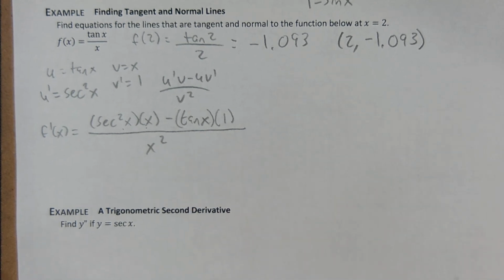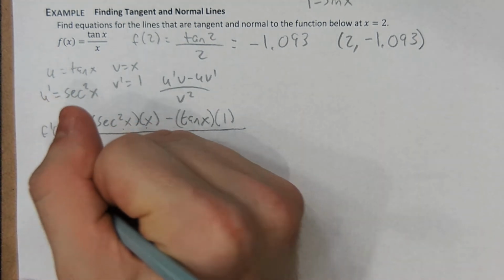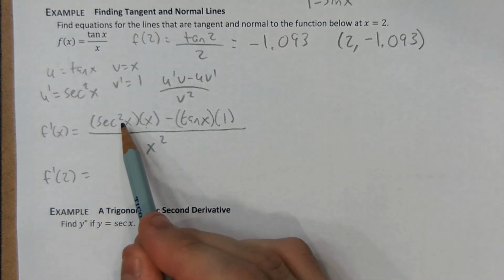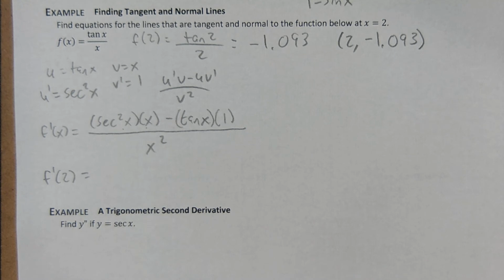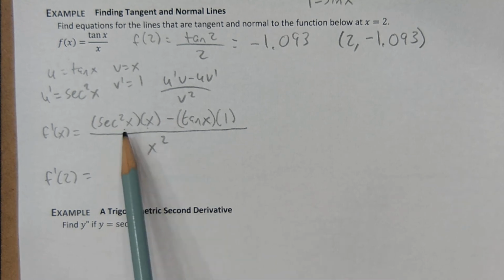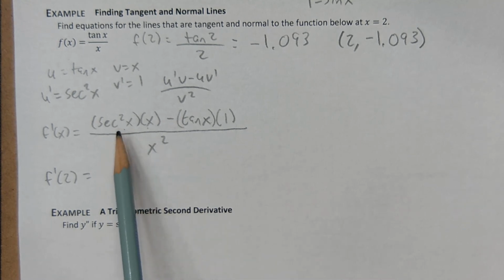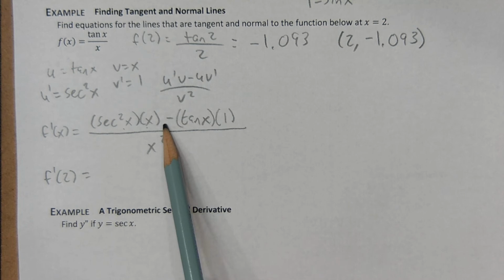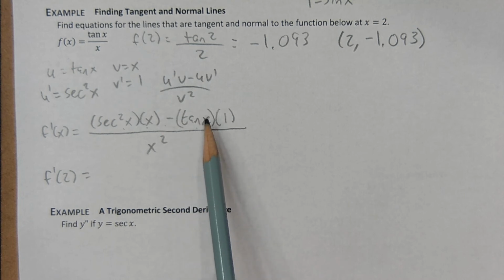And I'm going to save you the trouble. F prime of 2 is, meaning, again, you asked yourself, and you know what? The TI-84 doesn't do secant. So you're legitimately going to have to figure out what is 1 divided by cosine of 2. Then you're going to have to square that number. Then you have to multiply it by 2. Then you're going to have to subtract tangent of 2, and then you're going to have to divide by 4. So you're going to have to go through it that way.